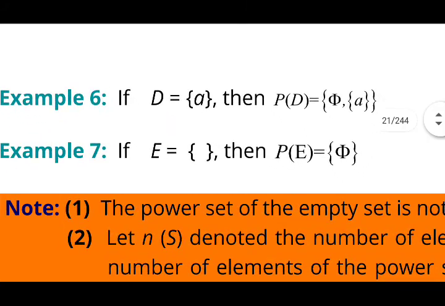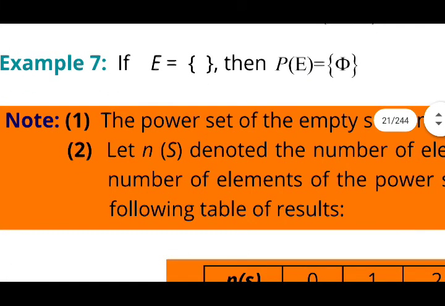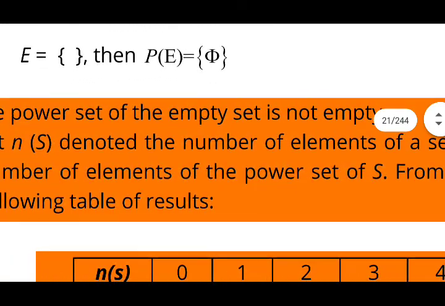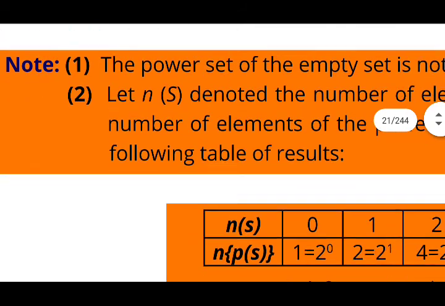Example number 6 contains a single element, a singleton set. Its power set is the empty set and the same set. Example 7, the empty set. Its power set is also... E contains no element, but its power set contains one element which is equal to E. And this is also a note: the power set of the empty set is not empty. Important for objective.